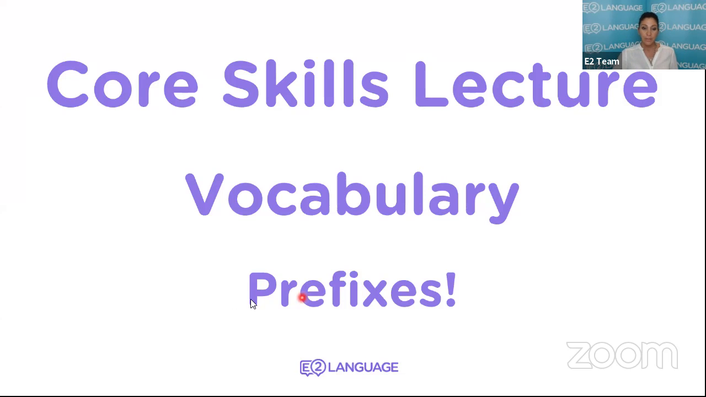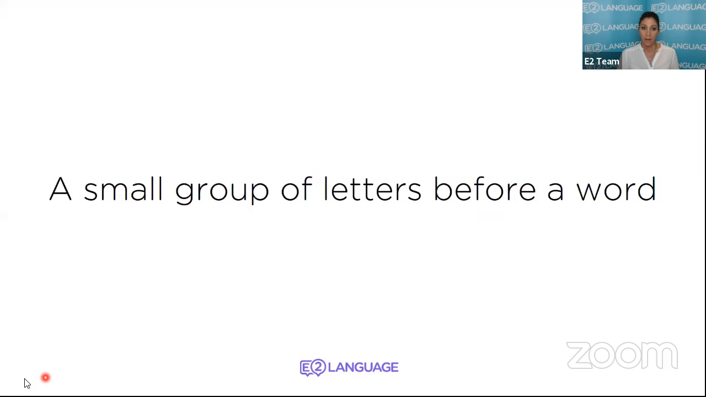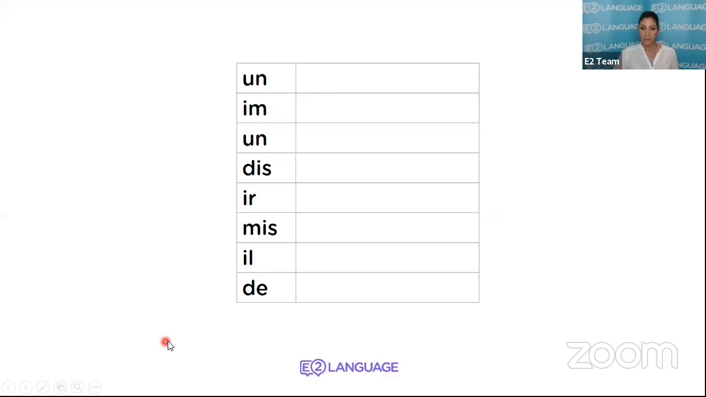Okay, great. So today we're going to be looking at prefixes, and we're going to learn how to form different words using prefixes. So, what are prefixes? They're a small group of letters that come before another word. These letters include un, im, dis, ir, mis, il, or di. Okay, so 2 to 3 letters that come before a word that changes the meaning of the word.